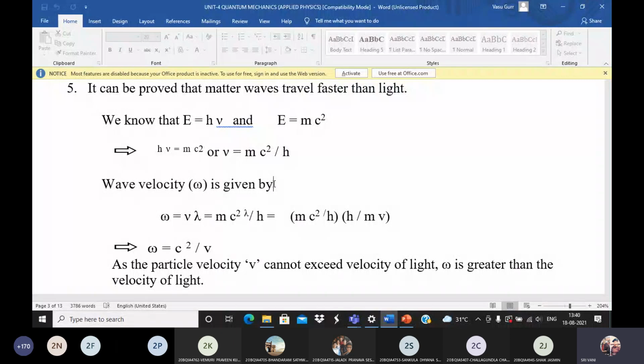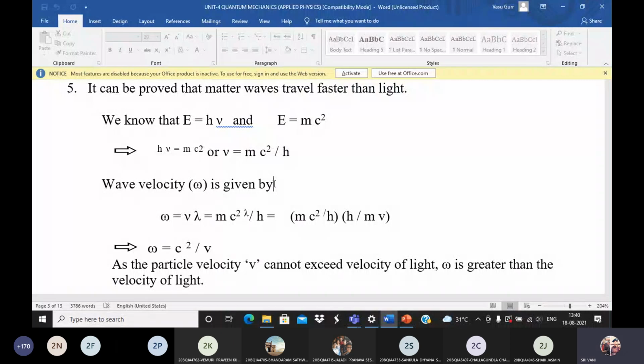Prove it. All of you continue the derivation, providing the relation between wave velocity and particle velocity. The denotations are different. Particle velocity is v, and the wave velocity is omega. And Albert Einstein's relation E is equal to mc square. After that, correlating, we get h nu is equal to mc square. From that, nu is equal to mc square by h, since h is converted to the right-hand side.